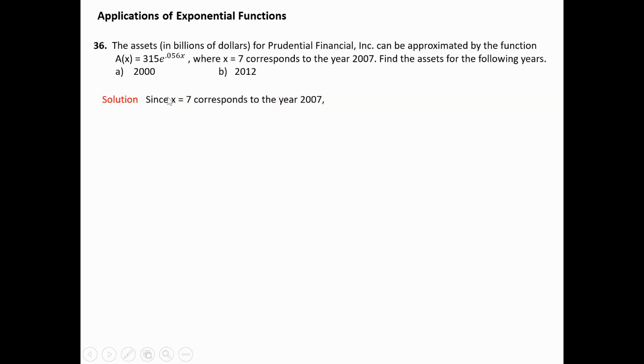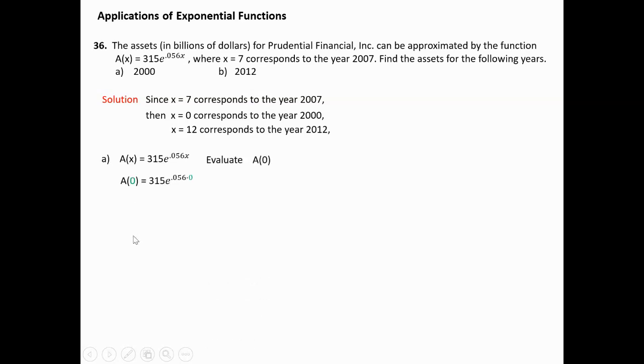So the solution is, since x equals 7 corresponds to 2007, then x equals 0 must correspond to the year 2000. And x equals 12 corresponds to the year 2012. So eventually, we're going to be evaluating the function at x equals 0 and x equals 12. So we're going to find A of 0. All right, we're going to plug in 0 for the x.